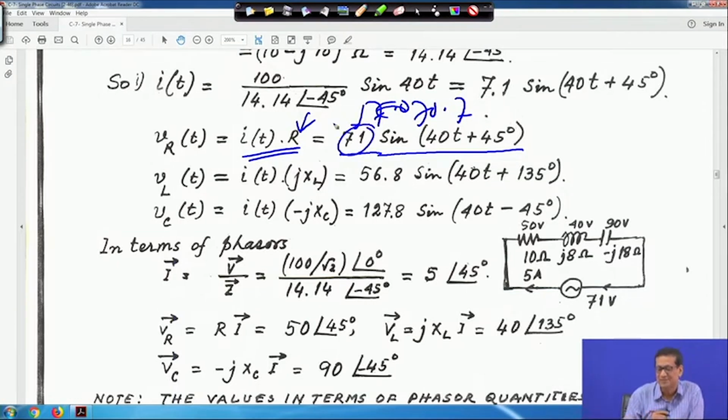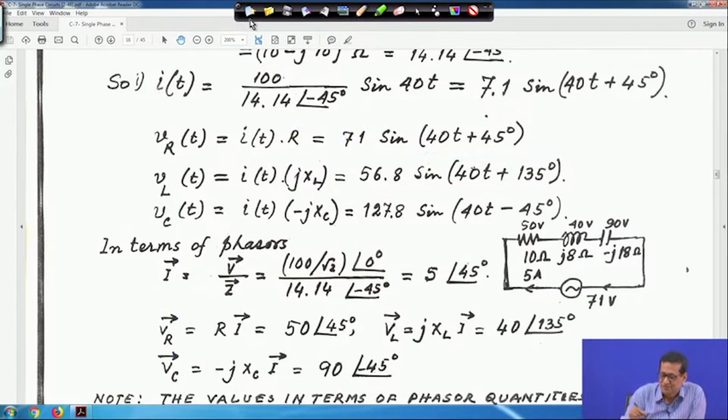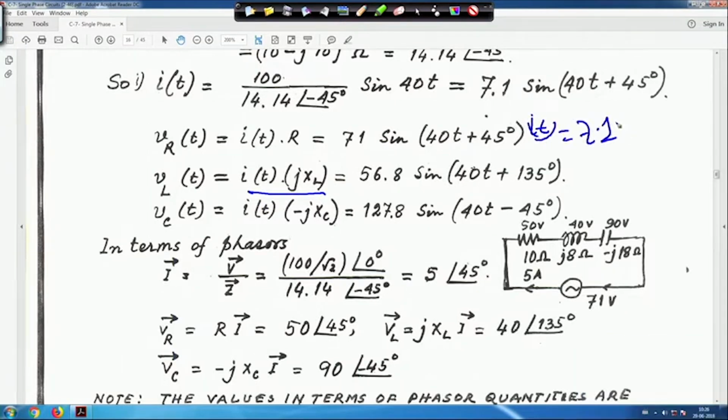So, approximated as 71, there should not be any confusion. Now, similarly, your VL is equal to IT into JXL. Now, IT is equal to 7.1, we have taken the approximate value, then sin(40t plus 45 degree).